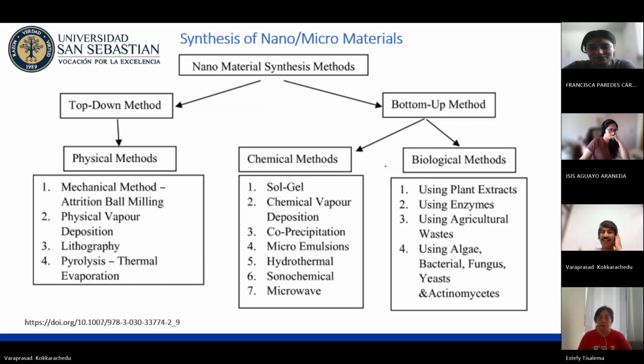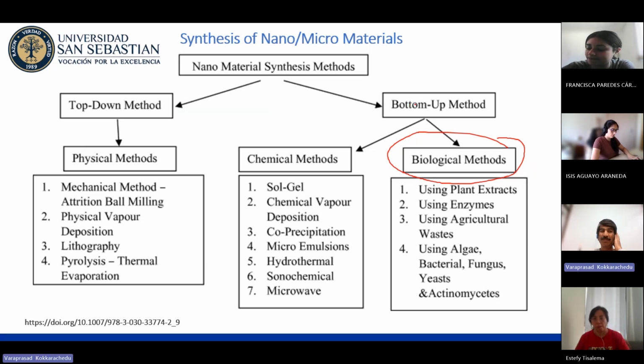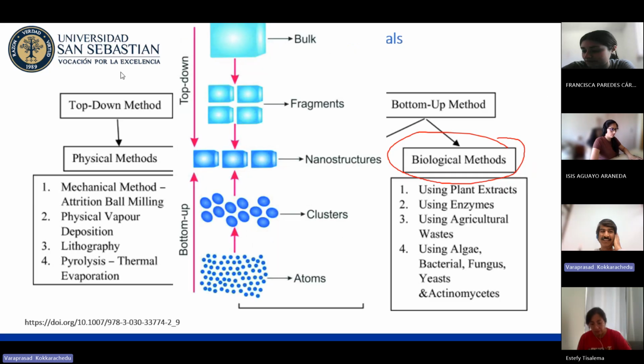And today we're going to discuss more about biological processes, and how they are useful. Remember, these biological processes relate to the bottom-up methods. Last time we discussed the top-down method, from bulk material to nanostructures, and the bottom-up method, from atoms to nanostructures.